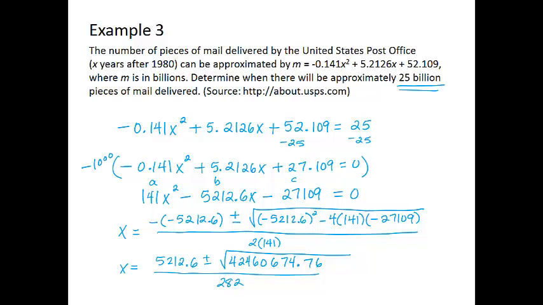And so approximating these values on the calculator, we get that x is either approximately 41.6 or x is approximately negative 4.6. And again, because this is an application, the negative doesn't really make sense in the context, so we will say that there will be approximately 25 billion pieces of mail delivered in 41.6 years after 1980. And so that's going to take us to the year about 2021.